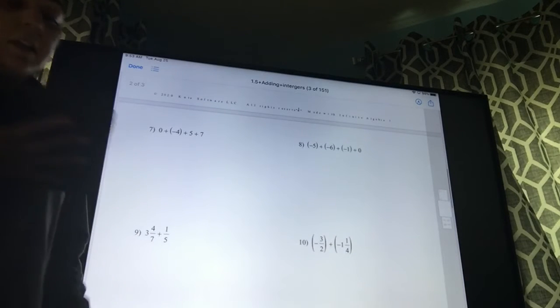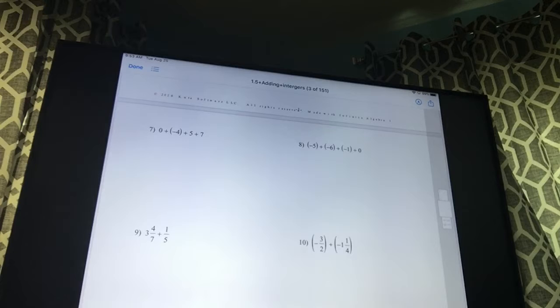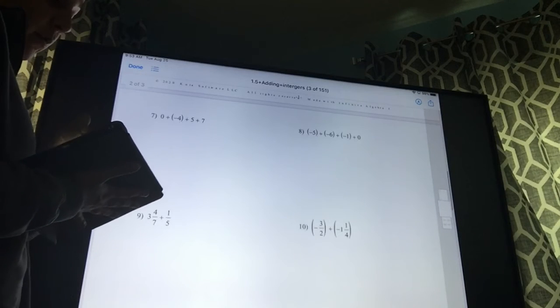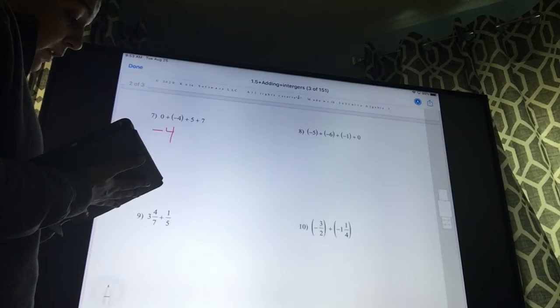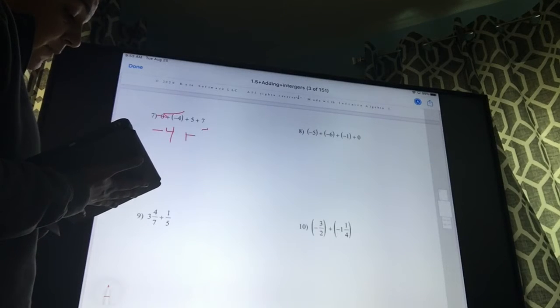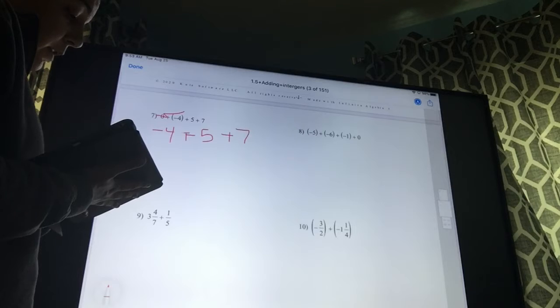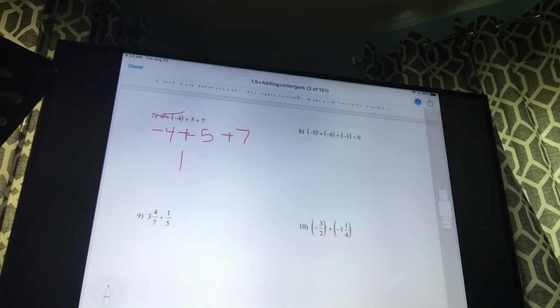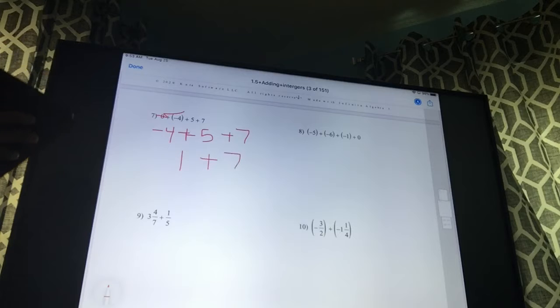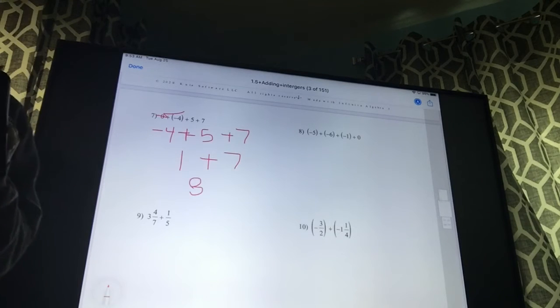Okay, number 7 says 0 plus negative 4 plus 5 plus 7. Well, 0 plus negative 4 is negative 4. So this part's done, and then we got a plus 5 plus 7. Negative 4 plus 5 is going to give you positive 1, and we still got that plus 7, which is going to give us 8.